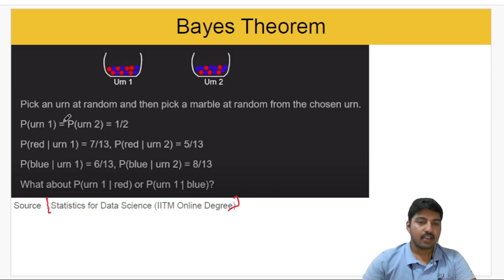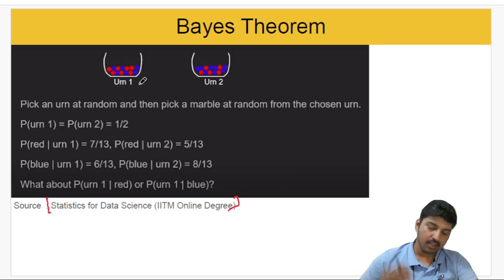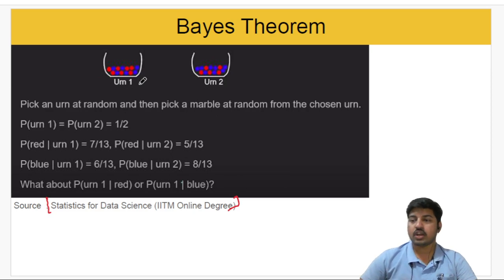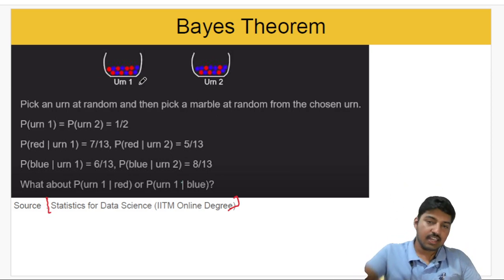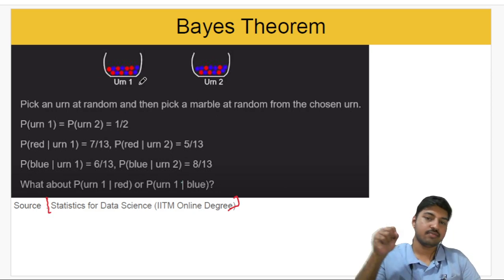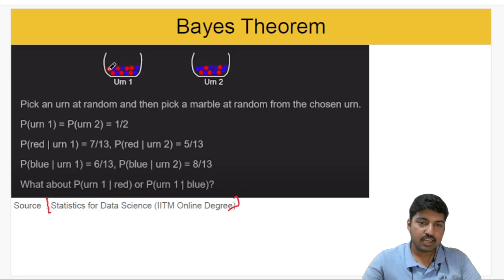So now here is the given problem. We have urn 1 and urn 2. We have two pots. Urn means pot. We are going to randomly pick a marble. First, we are going to pick urn 1 or 2. So you have the option of 2 urns. You can select from this or that. So you are going to select one urn. Then from that urn, you are going to select a marble. I think there are 1, 2, 3, 4, 5, 6, 7 red and 6 blue marbles. This is what they have given.